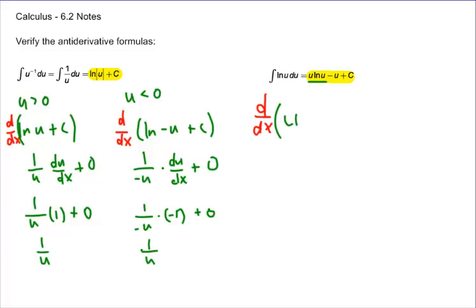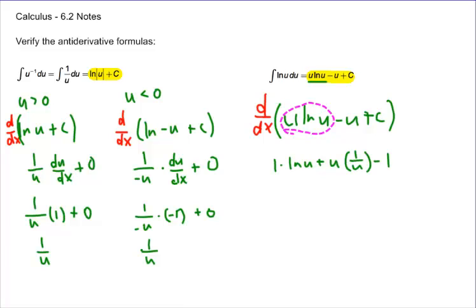And now I want to look at u ln u minus u plus c. So I want to take the derivative of all of this, keeping in mind that the product rule is occurring on this part of it. Okay. So the derivative of the first times the second is 1 times natural log u, plus the first times the derivative of the second, which is going to be 1 over u, minus 1 plus 0. So that's what it looks like when we take all of our derivatives.